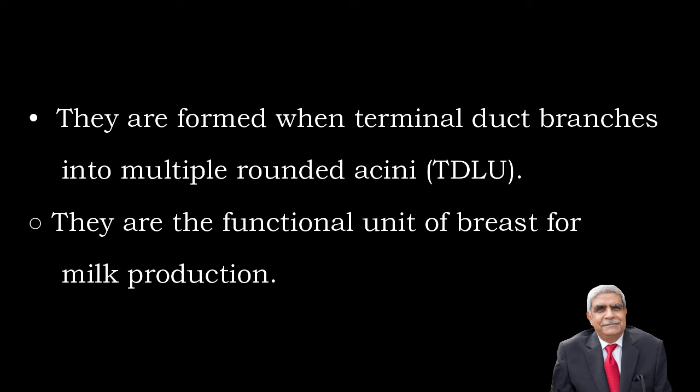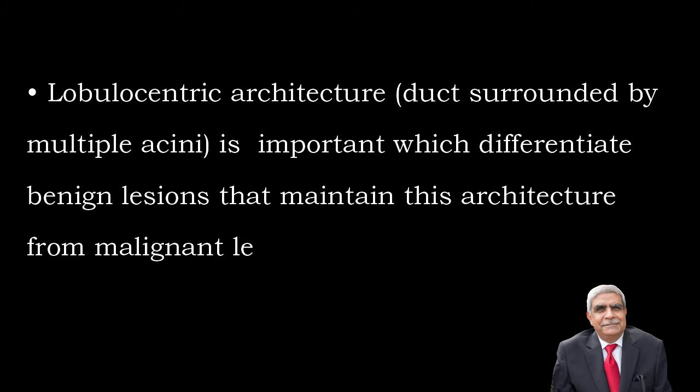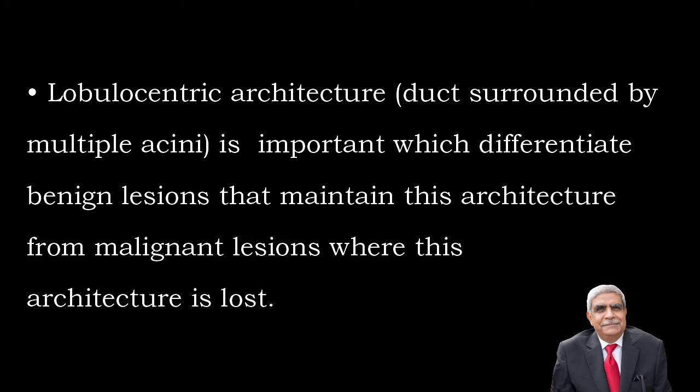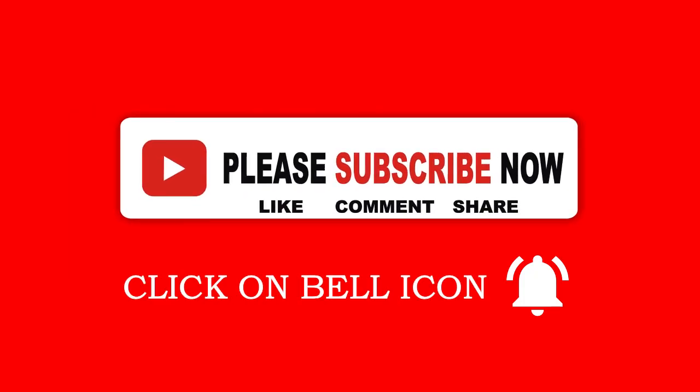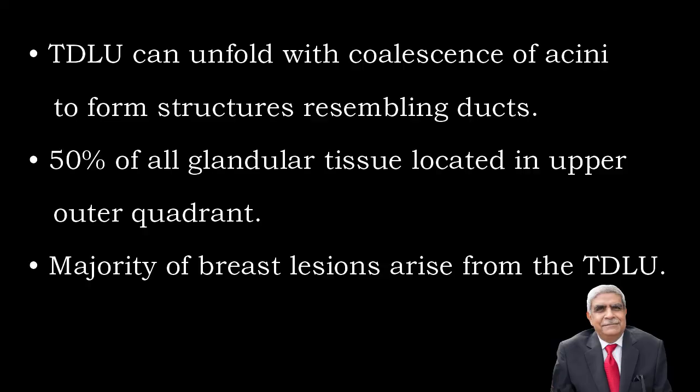They are the functional units of the breast for milk production. Lobulocentric architecture is important, which differentiates benign lesions that maintain this architecture from malignant lesions where this architecture is lost. A very important point: the terminal ductal lobular unit can unfold, with coalescence of acini to form structures resembling ducts.